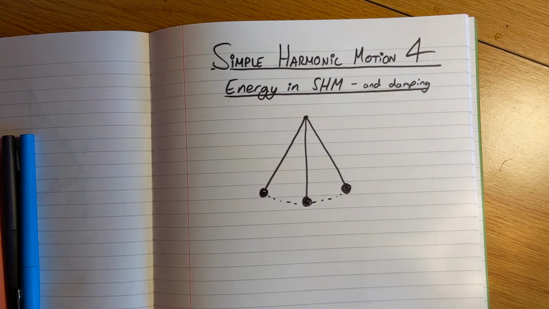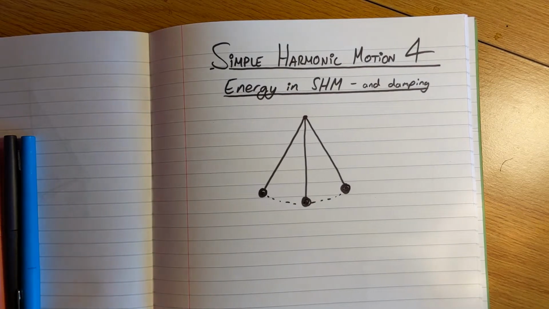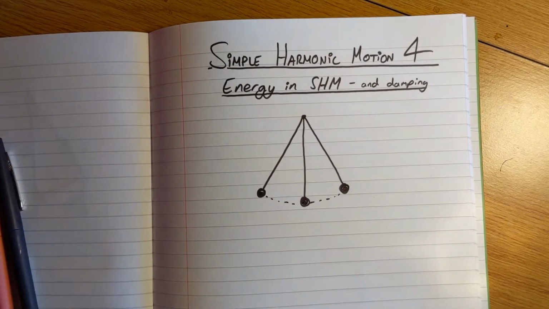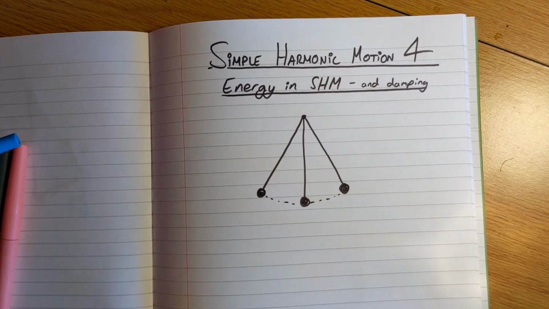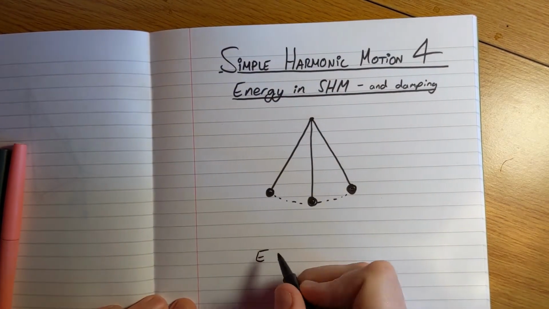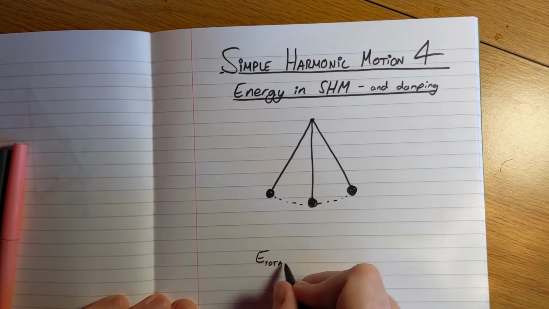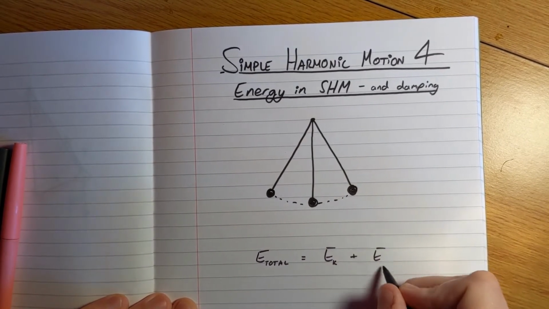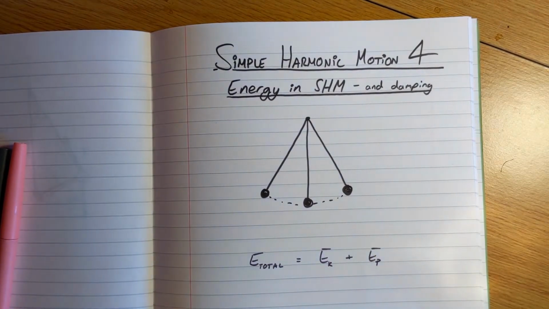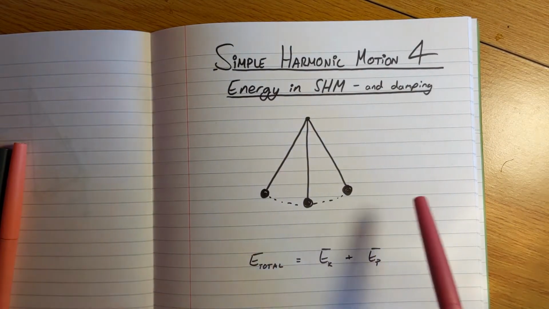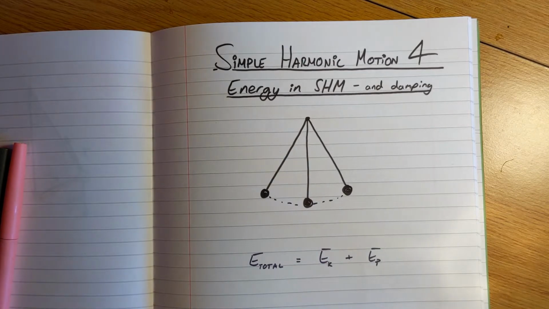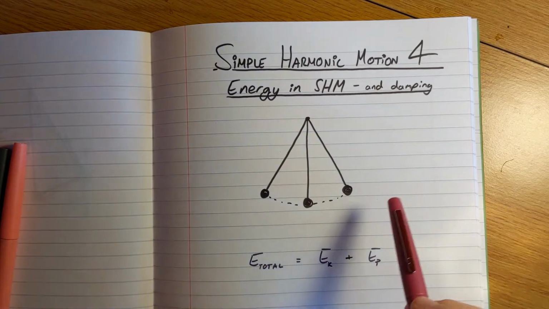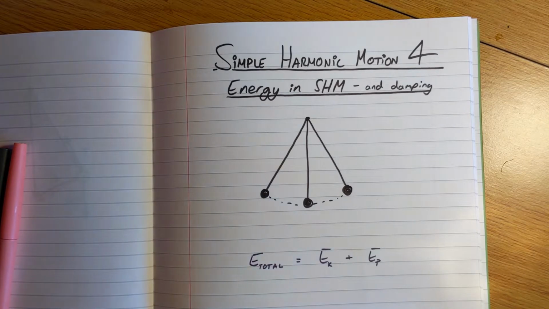So all of the energy in a simple harmonic system, a simple harmonic oscillator, and I suppose in any system really, is made of both kinetic energy and potential energy. So we can write that E total is kinetic energy, EK, plus potential energy, EP. And they're going to be different at different points. So the distribution of kinetic energy and potential energy is going to change at various times throughout the oscillation.